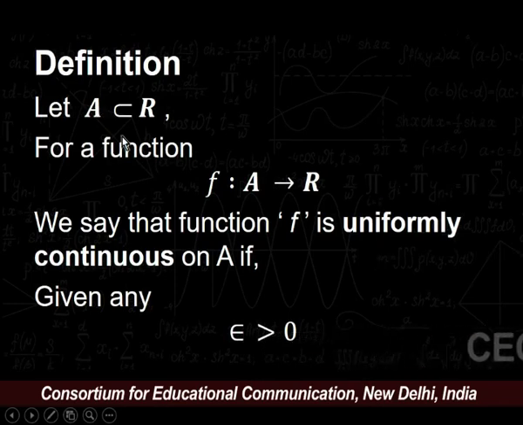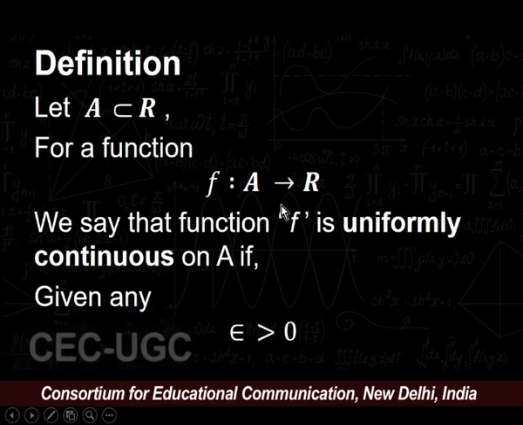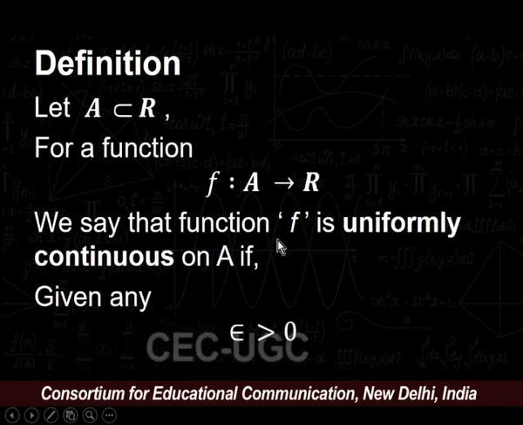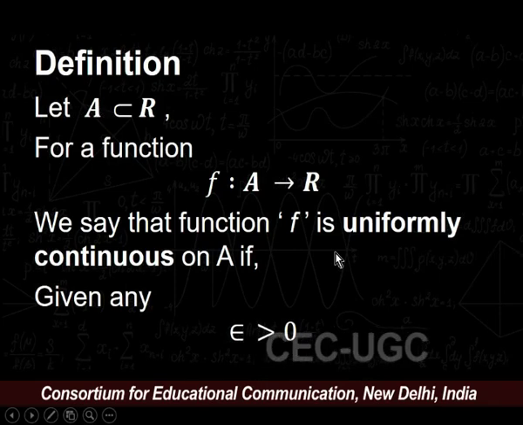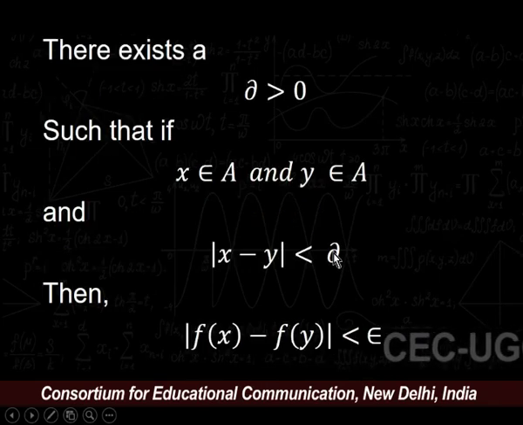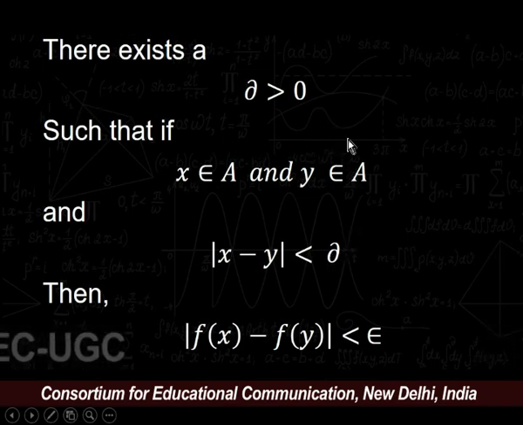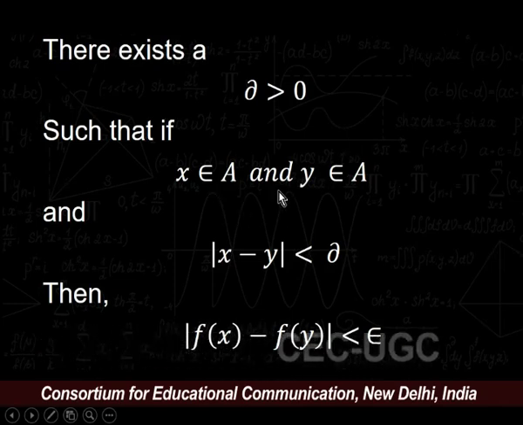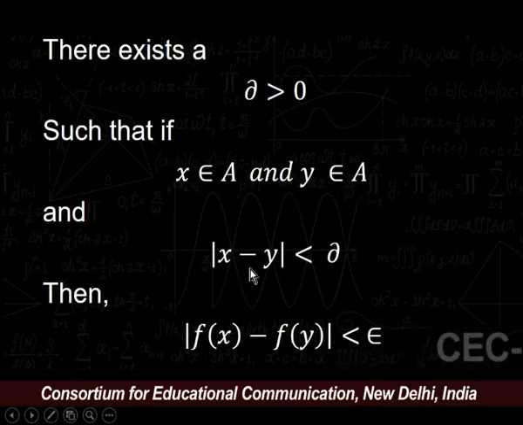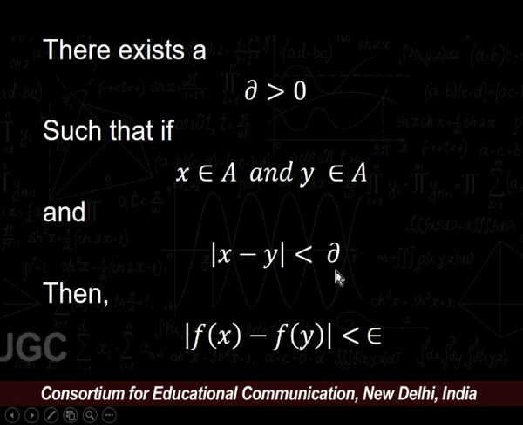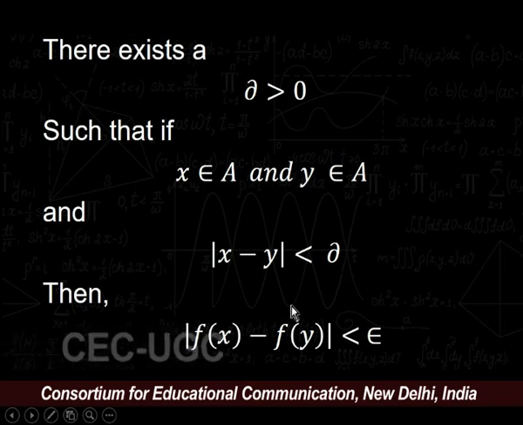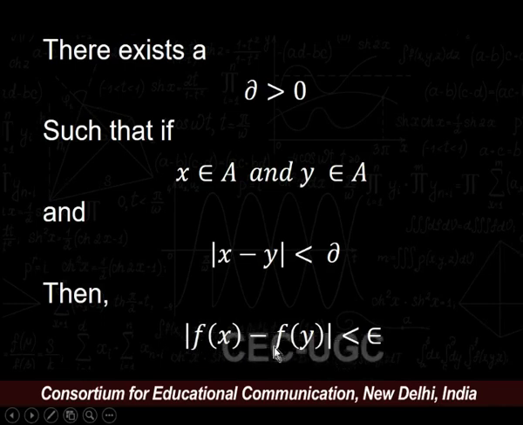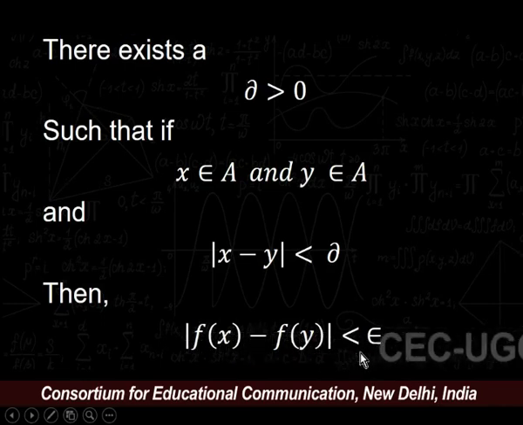We have a set A which is a subset of R and we define a function f from A to R. We say that f is uniformly continuous on A if for any given epsilon greater than 0, there must exist a delta greater than 0 such that for any two elements, say x belonging to A and y belonging to A, satisfying modulus of x minus y strictly less than delta, we must have modulus of f of x minus f of y less than epsilon.